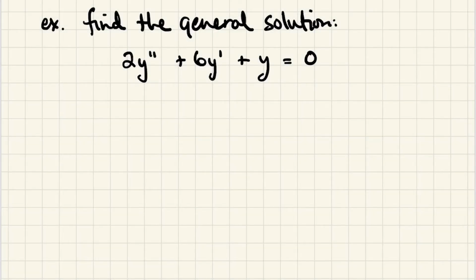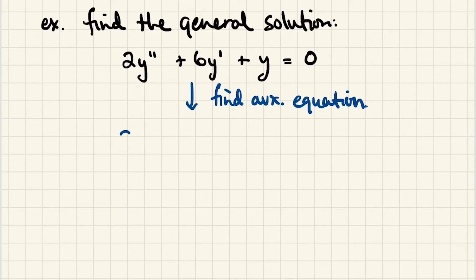Okay, let's solve this one. It's linear, second order, homogeneous, constant coefficients. So let's find its auxiliary equation. By find, it really just means write it down because it's really easy to get. It's just this guy.